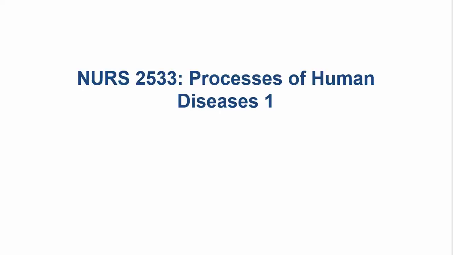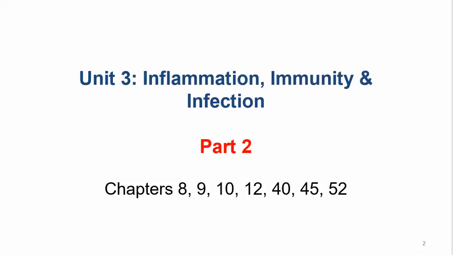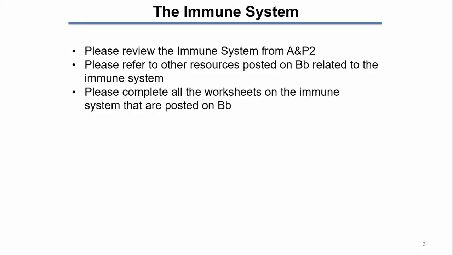NURS 2533, Process of Human Diseases 1. So this is Unit 3, Part 2. This is the immunity part of this. We're going to look at the immune system. We covered the immune system in great detail in AMP2, so you have to refer back to those notes.